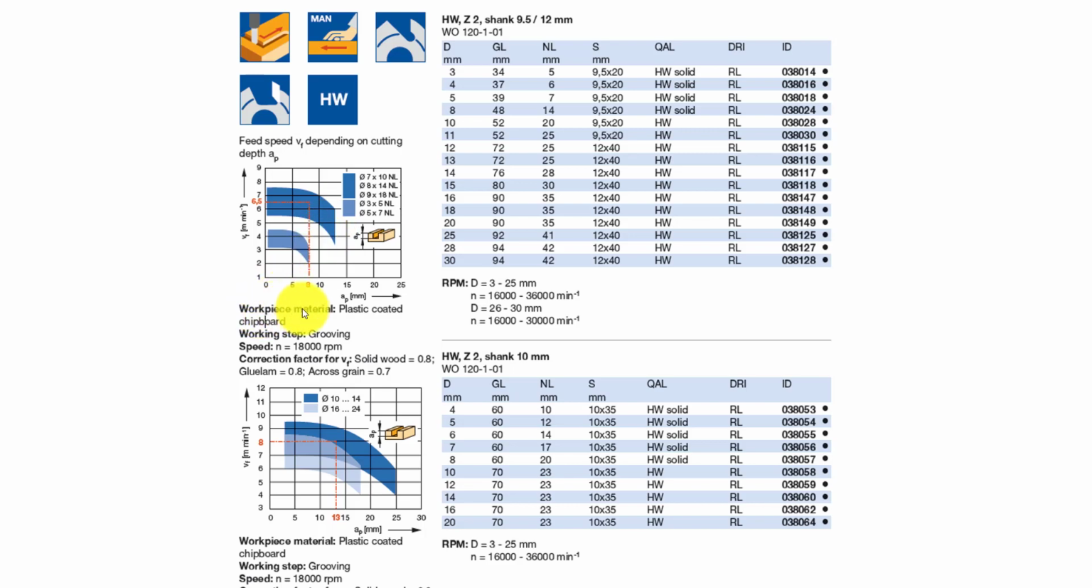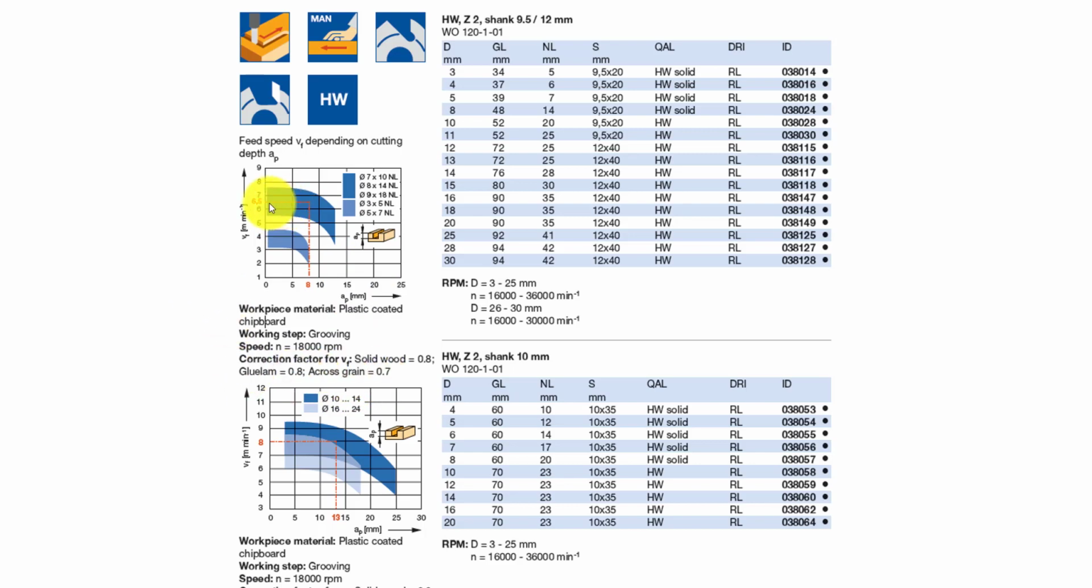So I can see here, the workpiece material is plastic coated chipboard. The speed, the N, the revolutions, is 18,000 RPMs. And this is important because this, by default, is for plastic coated chipboard. But there is a correction factor for VF, the velocity of the feed rate. If you're machining solid wood, you have to run it a little bit slower, 0.8 of the speed recommended by the chart. If you're going to cross the grain, 0.7, and if it's glulam, 0.8.